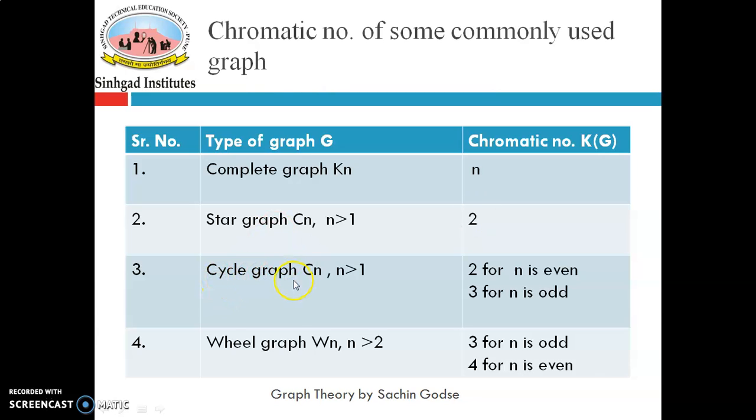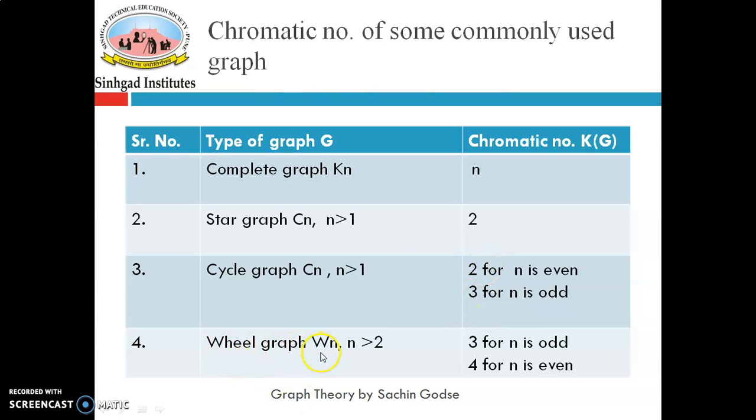Then the cycle graph, which forms a cycle. For that graph, the chromatic number is 2 if n is even. In the case of a cycle graph, if it contains an even number of vertices, it will require 2 colors. If it contains an odd number of vertices, suppose 5, 3, likewise, it will require 3 colors and the chromatic number is 3 in that case.